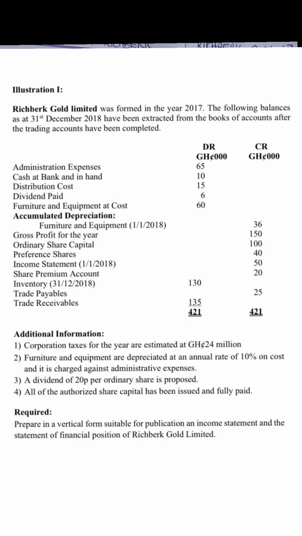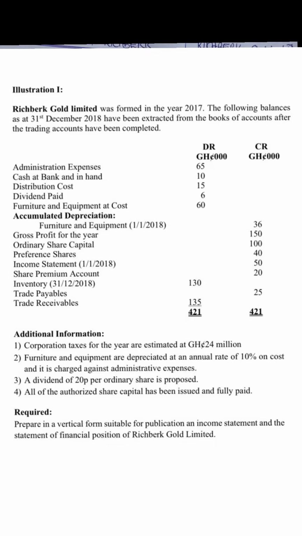So when you say authorized share capital, it is the number of shares registered with the Register of Companies. So they are saying that they've been issued and fully paid. That means nothing is in arrears. They've called for all the money. We are supposed to prepare in a vertical form suitable for publication an income statement and the statement of financial position of Richberg Gold Limited.